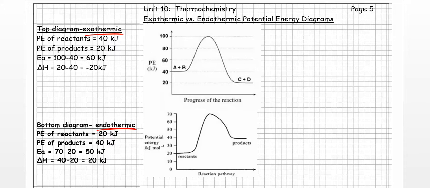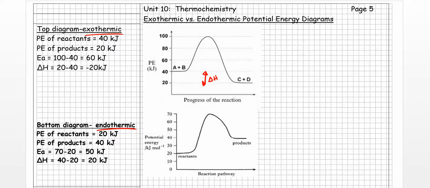Now, let's take a look at some numbers. We've got potential energy of reactants, 40 kilojoules. Potential energy of products, only 20 kilojoules. The energy of activation, the difference between the very highest point and the reactants, is 100 minus 40, 60 kilojoules of heat for the energy of activation, right? You must provide 60 kilojoules of heat in order for this reaction to go. And so the delta H then is this distance right here. This is delta H. So delta H is going to be the difference between products and reactants. Products is 20, reactants is 40, 20 minus 40. Negative 20 would be the delta H for this reaction.